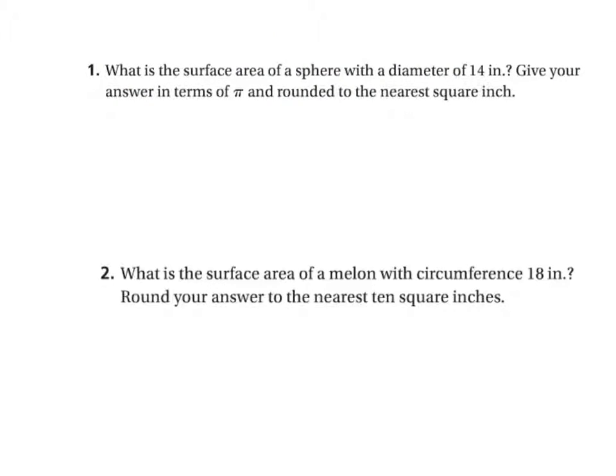It says, what is the surface area of a sphere with a diameter of 14 inches? Give your answer in terms of pi and also rounded to the nearest square inch. All right, so you're just going to start with your surface area formula. For a sphere, it's 4 pi r squared. And we know the diameter is 14, so that makes the radius 7. So I'm going to have a 7 squared.